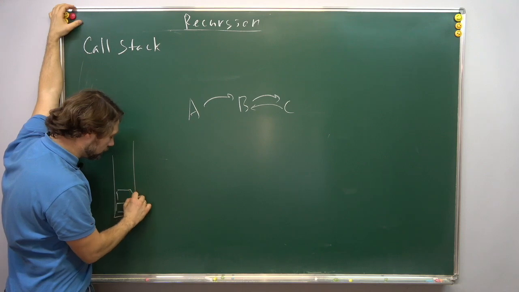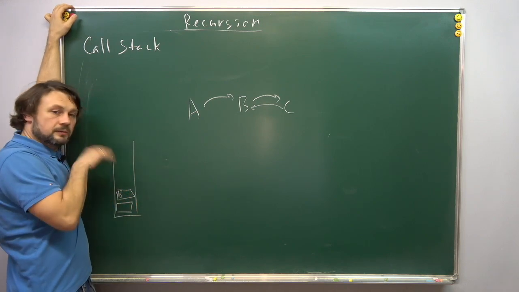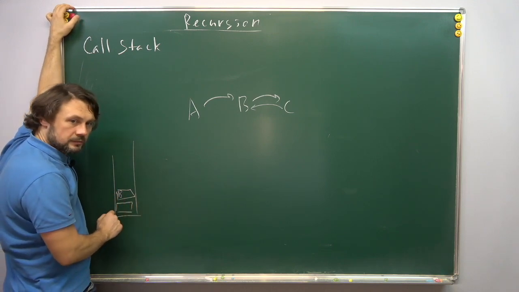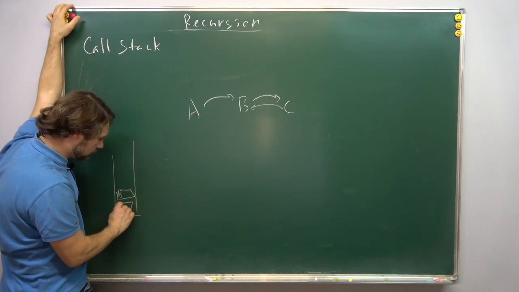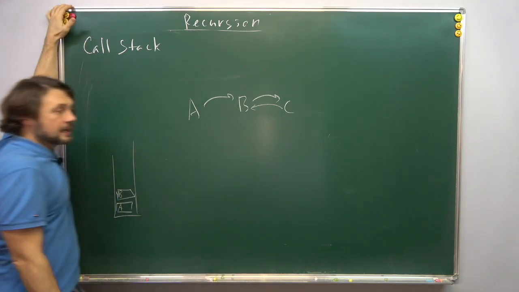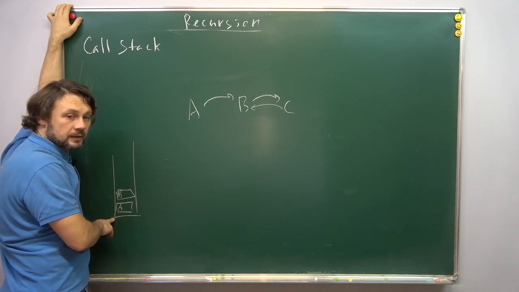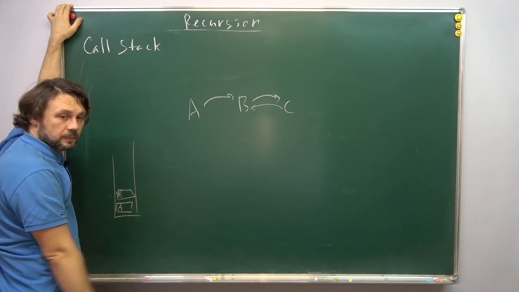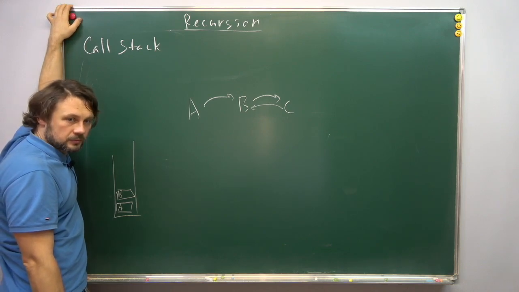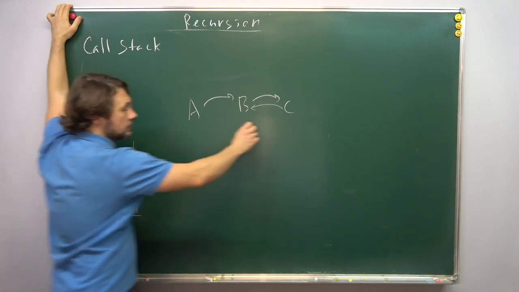So when B calls C, then B should store its address inside the call stack. B's return address is here. Here is the return address of A. So when execution is inside the instance of C function, then in the call stack there are several addresses of execution points where to be returned after return. Okay?